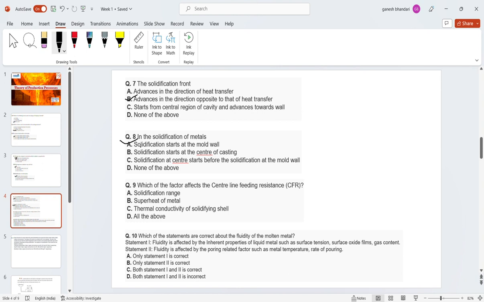Now we will move to question 10. Which of the statements are correct about the fluidity of the molten metal? Fluidity is affected by the inherent properties of liquid metals such as surface tension, surface oxide films, gas content. Or the second one is that fluidity is affected by pouring related factors such as metal temperature, rate of pouring.